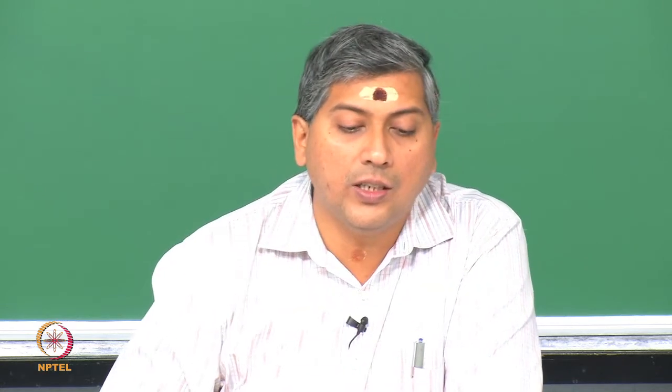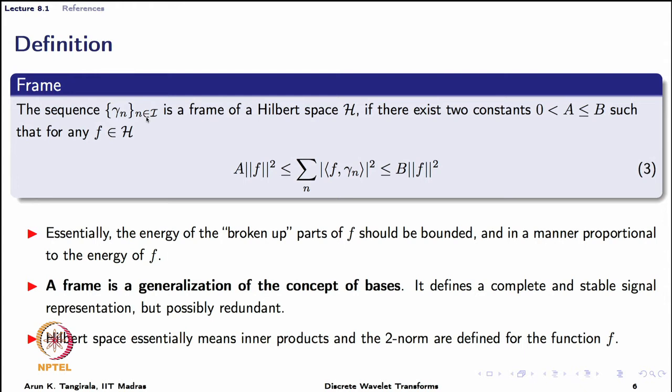So, a sequence of functions, whether a finite or infinite set of functions, is called a frame if and only if there exist two constants a and b such that both are greater than 0, but b is greater than or equal to a, such that the energy of the broken up components, that is, the modulus of the inner product of f with gamma n squared, summed up, is bounded. The term that I am summing up is the energy of the individual broken up component, and put together that is the overall energy of the broken up pieces.